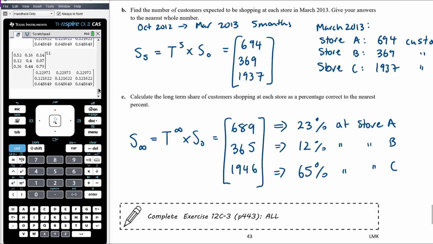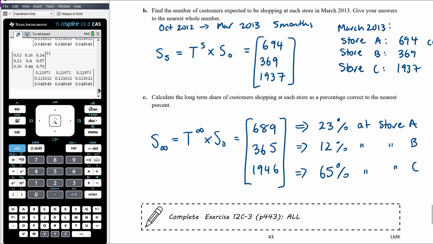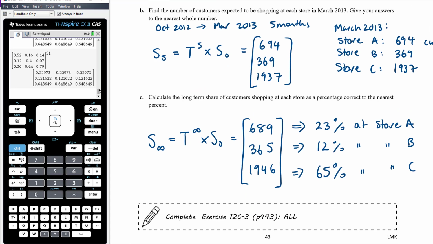Okay. Alright, sorry, I know that's a long video, but we've worked through a whole lot of problems involving transition matrices and Markov chains. Exercise 12C.3 is the work for today.